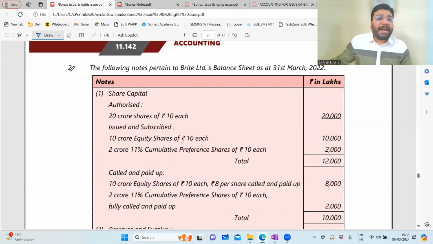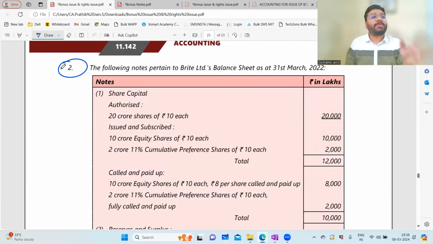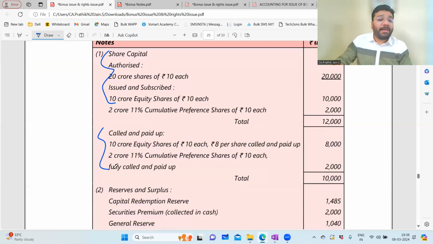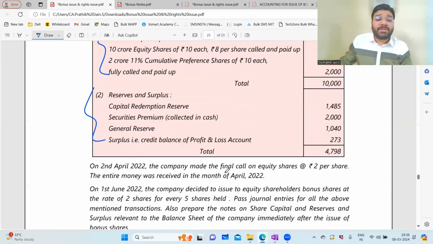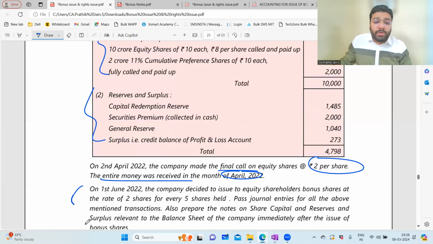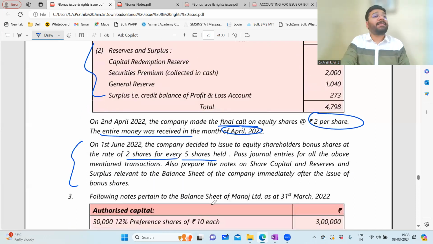This is practical question number 2. Same as we did now. The case 2, the big question, where they give the authorized number of shares, called up and paid up capital, reserves and surplus. What does the question say? Sir, the final call of 2 rupees was pending. That day it was called up and the entire money was received in April. Bonus has been given 2 shares for every 5 shares held. 2:5 is the ratio. Pass the entry. So can I say same as illustration 3? Correct, no?